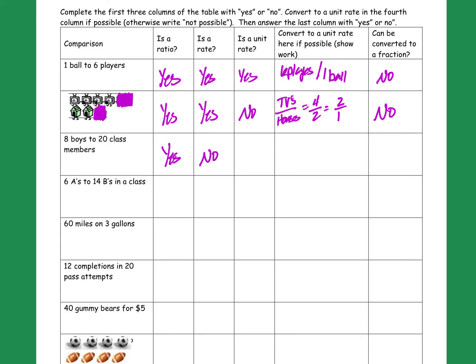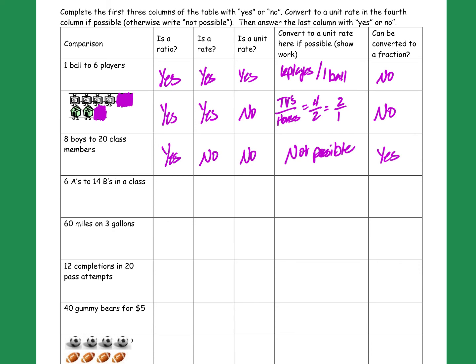Is it a unit rate? No. Can it be converted? Not possible. And yes, it is a fraction. Good.